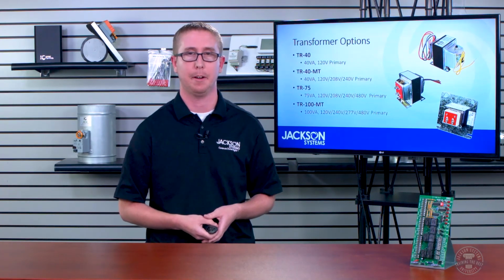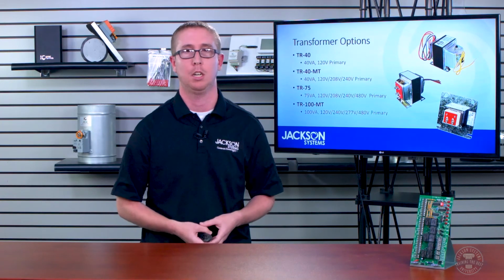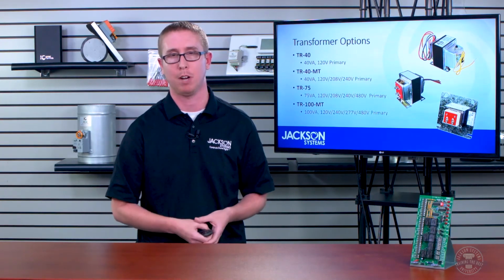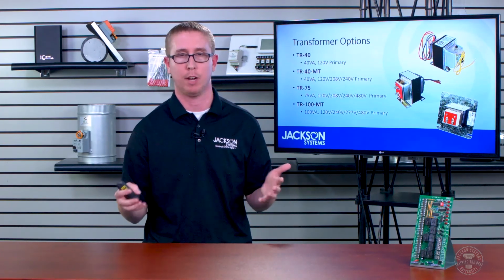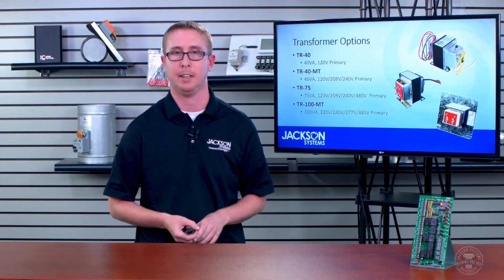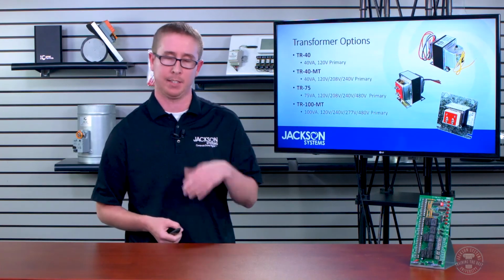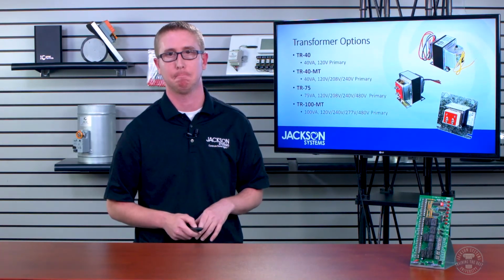If you think that you might need a little bit more power for a commercial application, the TR75 will give you 75 VA. Again, you can see the primary voltages there. And if you have something that's just really extravagant, you may be inclined to look at the TR100 MT. I will point out that the TR100 is the only transformer on that list that has 277 as a primary voltage option.